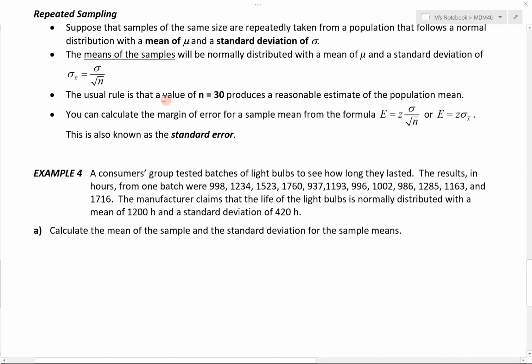So the usual rule is that you should have a sample size of 30 to produce a reasonable estimate of the population. And you can calculate the margin of error for a sample mean using a simpler formula over here, or another formula that we have over here. And this is known as standard error.